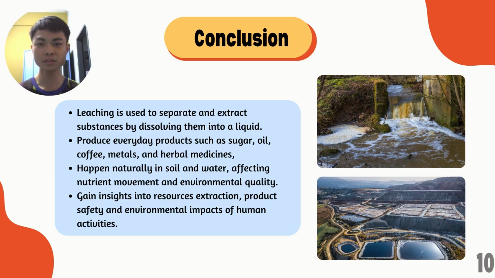In conclusion, leaching is an important process used to separate and extract substances by dissolving them into a liquid. It plays a major role in manufacturing industry to produce everyday products such as sugar, oil, coffee, metals, and herbal medicines, while also occurring naturally in soil and water, affecting nutrient movement and environmental quality. Understanding leaching helps us gain insights into resource extraction, product safety, and environmental impacts of human activities.